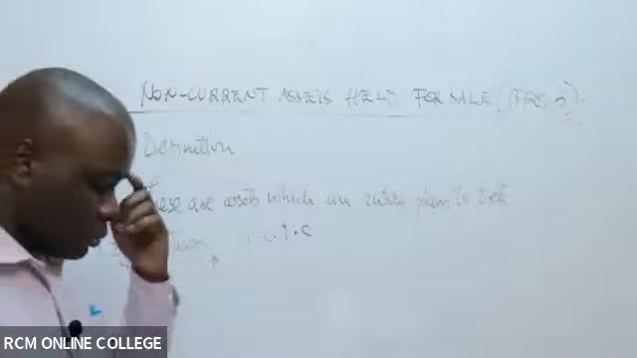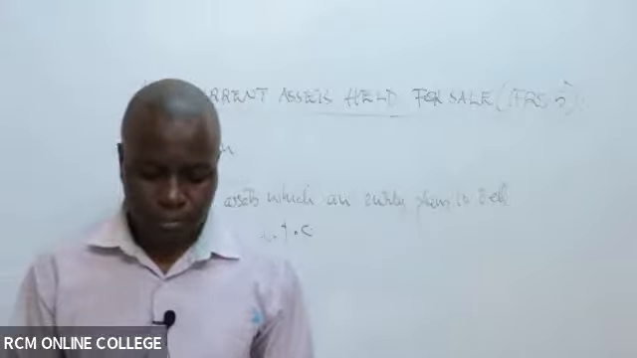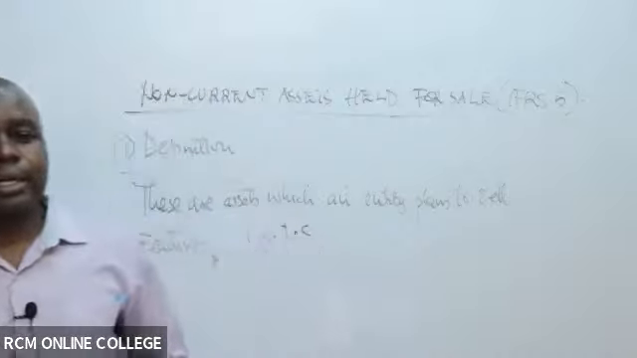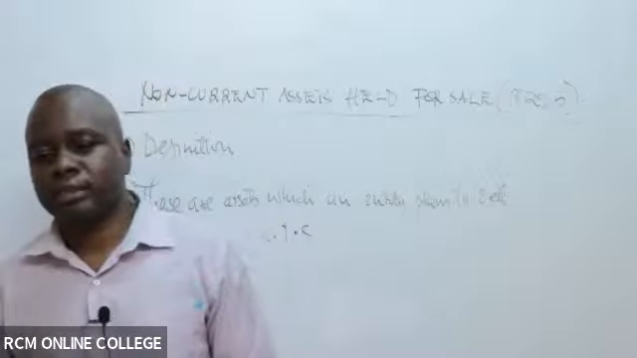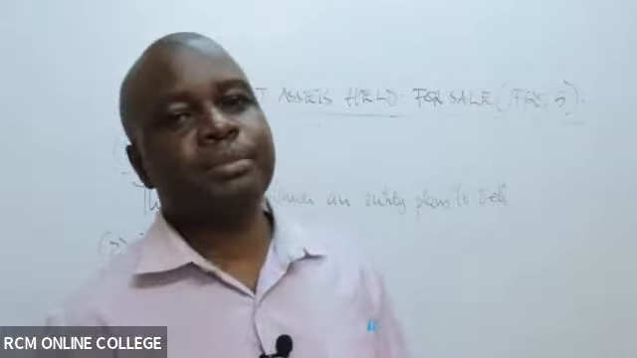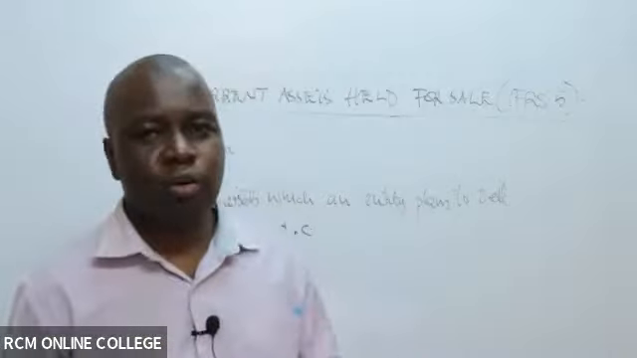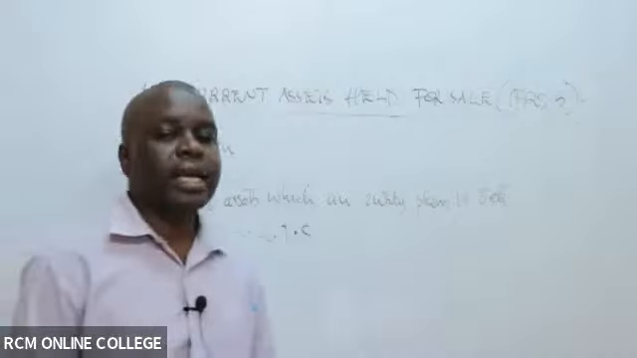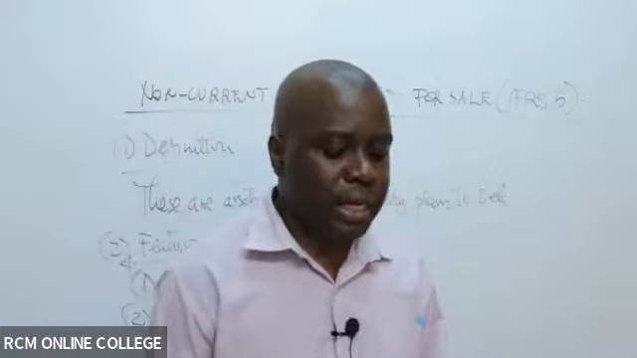Then number two feature about these non-current assets held for sale: the asset is available for sale in its present condition. For example, those involved in real estate development. Sometimes the houses are not complete, but they are already selling, off plan. So the asset is available for sale in its present condition. That will be a non-current asset held for sale.